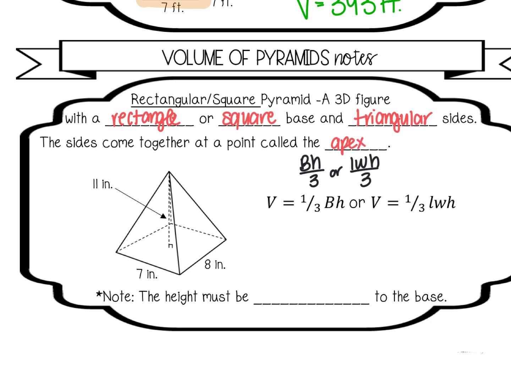Okay, so what is the apex? The apex is this point right here. I will highlight it. Apex is right here. So I'm going to go ahead and plug it in. The height must be perpendicular. Has to be perpendicular.